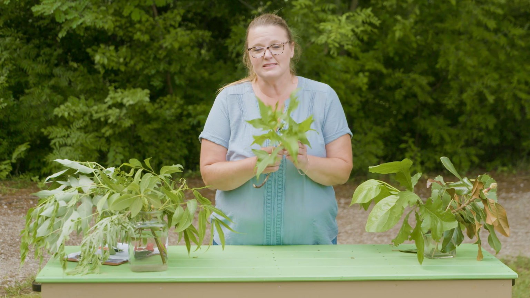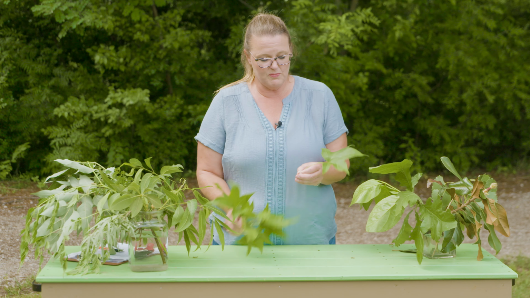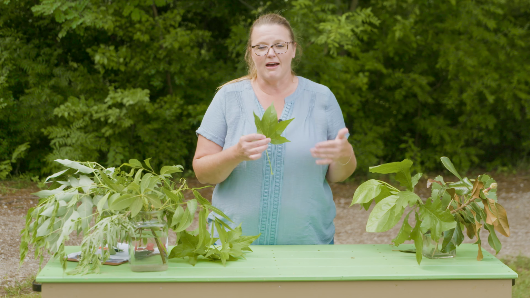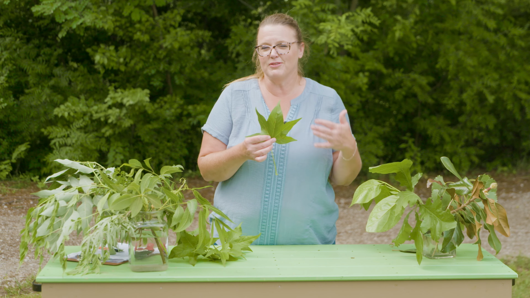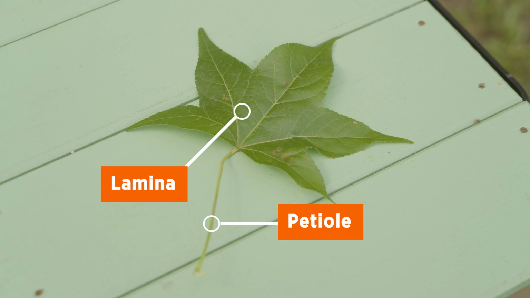So this is a sweet gum here. And I want to show you because this is a simple leaf. So most plants have simple leaves, and it's kind of the leaf that you would think of in kindergarten, right? It's got one leaf blade or lamina, and then it's got the stalk that connects it to the branch. This stalk is called the petiole. So we have the petiole and the lamina, which is the leaf blade.